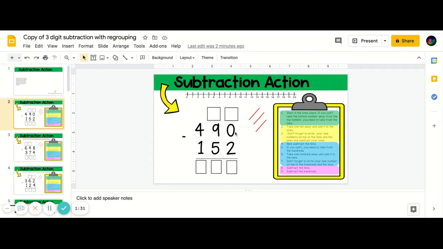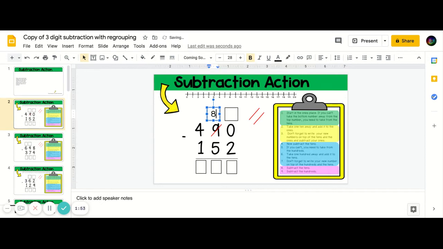Uh-oh. Well, if I don't have any cake, then I certainly can't share cake with two of my friends. So I'm going to have to go next door and borrow from the 9. So I click and drag my line over because I'm crossing out the 9. Why am I crossing out the 9? That's right, I'm borrowing one set of tens. So I'm going to write an 8.